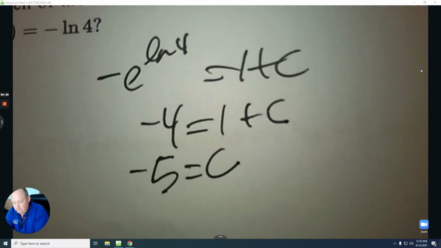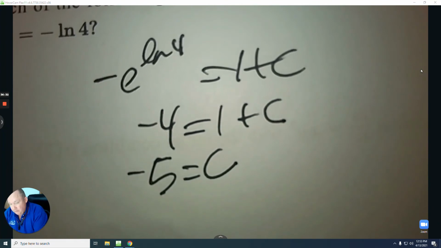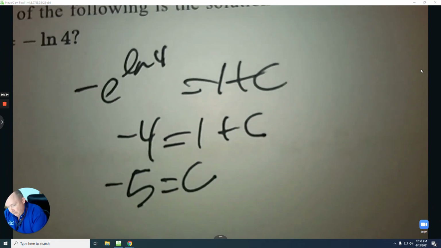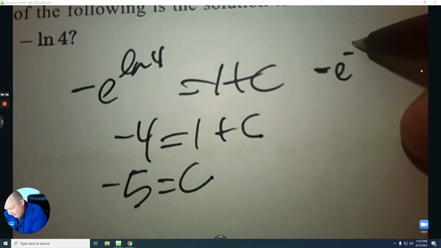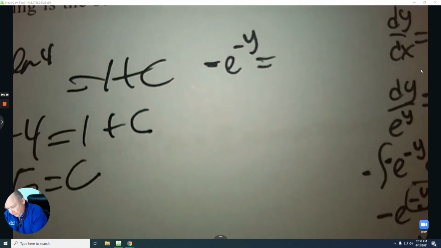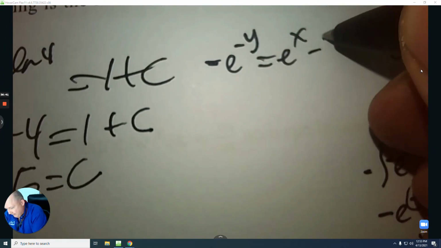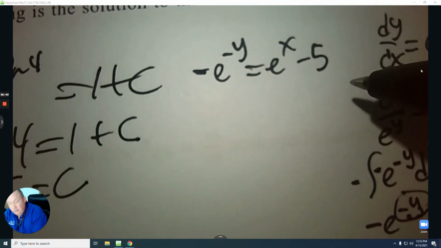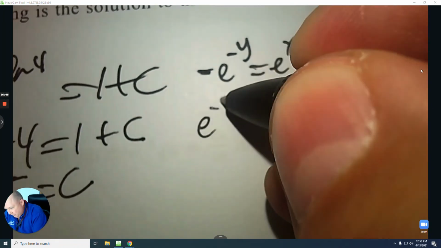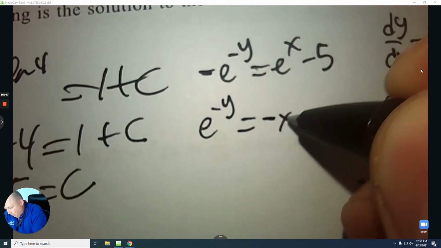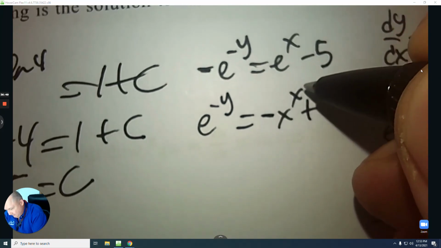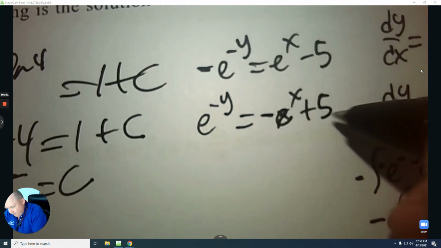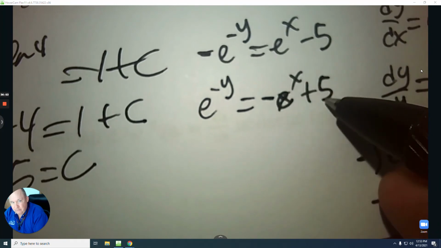So I think that's helpful. Now the equation we're going to go back to. So we have this equation. Negative e to the negative y is equal to e to the x, subtract 5. Now I know what c is. Now I'm going to do the work to get y by itself. So I'm going to divide everything by -1. So that makes it negative e to the x plus 5.